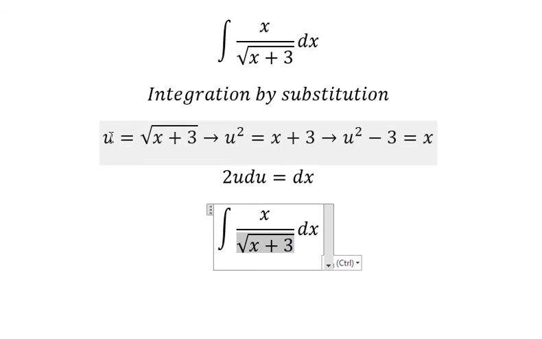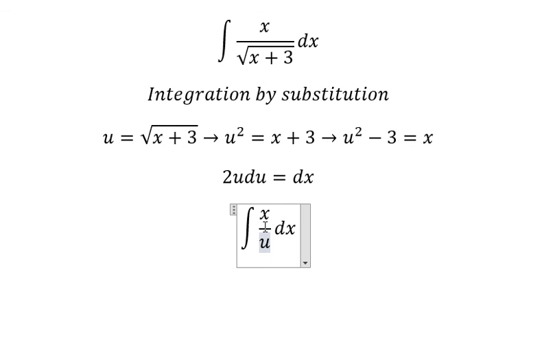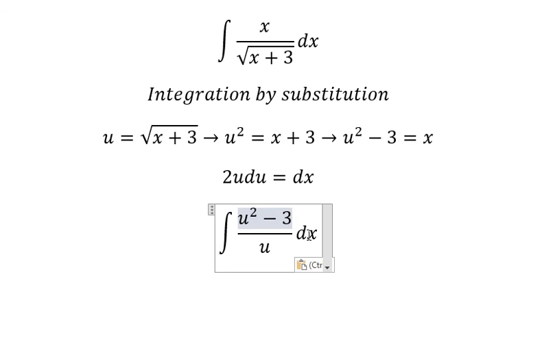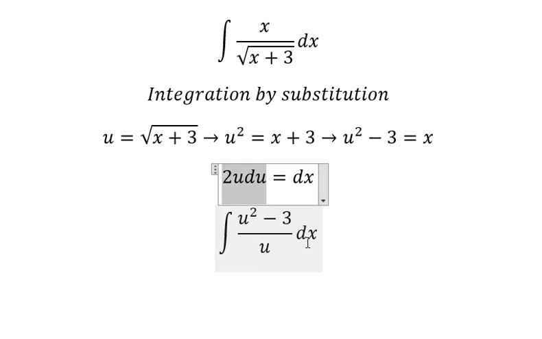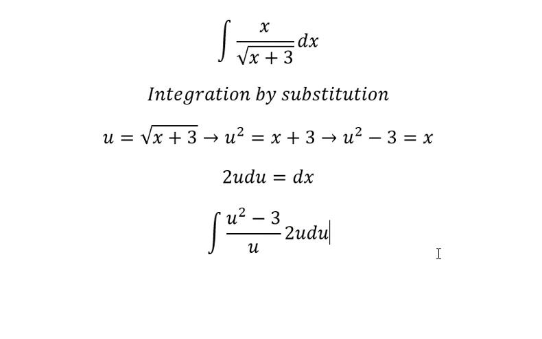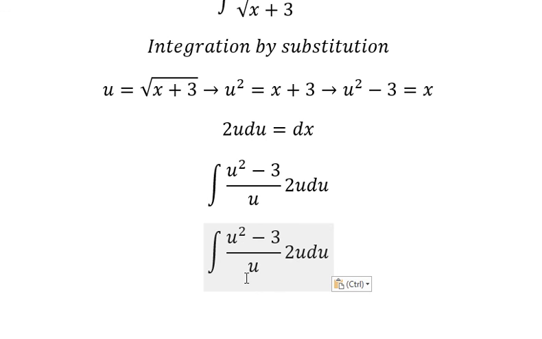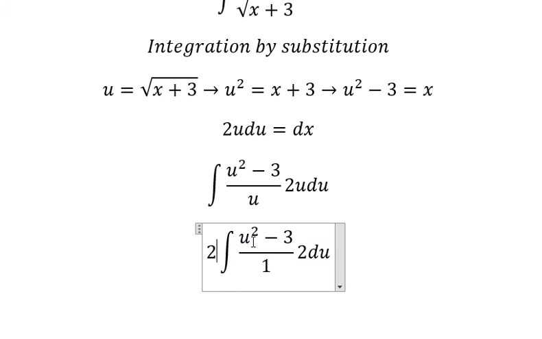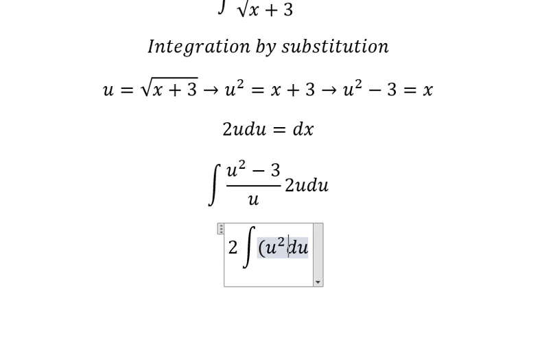This one we change by u. x we change by u square minus 3. dx we change by 2u du. So u divided by u, so we just have only number 1. Number 2 I can put in here. So we just write u square minus number 3.